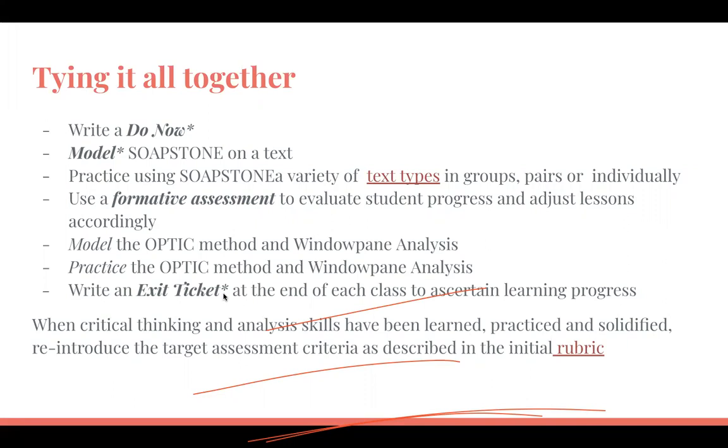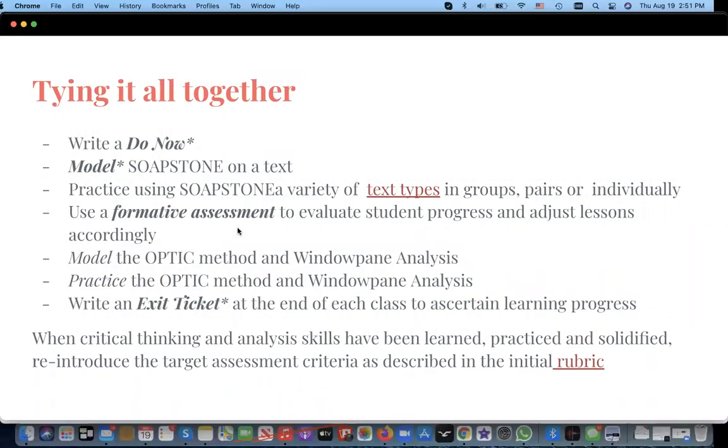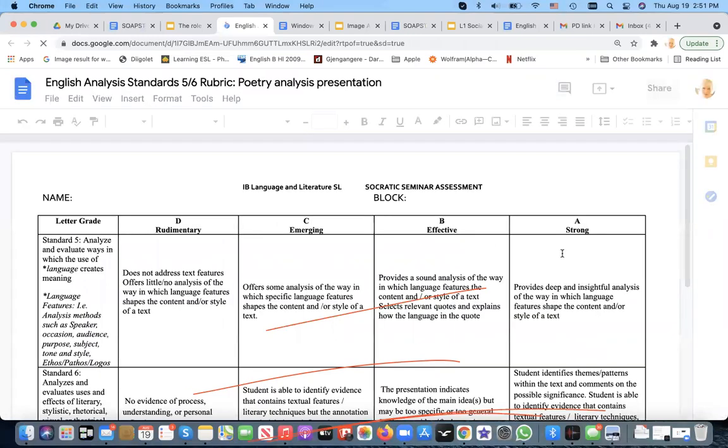And the purpose could be to solidify learning for them and for you to understand that they have gotten it. So when critical thinking and analysis skills have been learned, practiced, and solidified, then I would reintroduce the target assessment criteria. That is the rubric, right? The language of the rubric that we looked at before, the same rubric here. So we come back to that at the end and we say, this is how you're going to be graded. And they're always nervous about assessment, right? So this is how you're going to be graded.